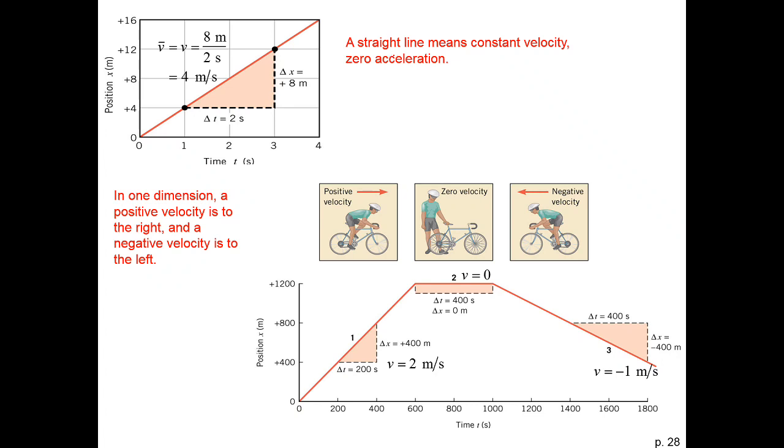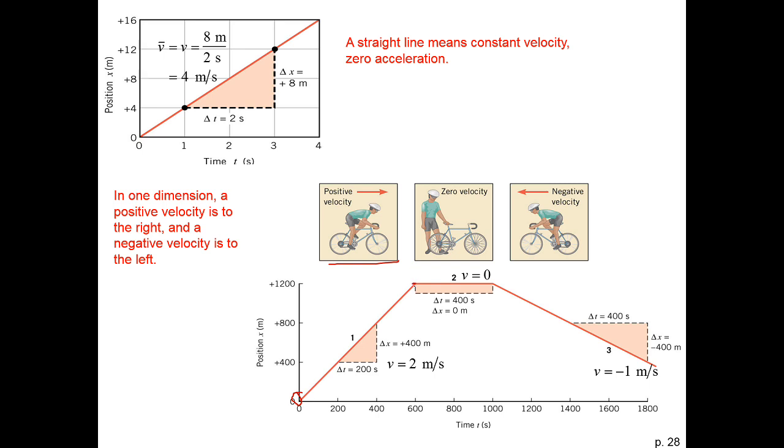We would like to learn more about how to read motion graphs. So now we want to add numbers into the mix so we can talk about what is happening more quantitatively. So in this graph, we are plotting the position over time of a bike rider. He starts at the origin at 0 seconds, and then he rides to the right 1,200 meters.